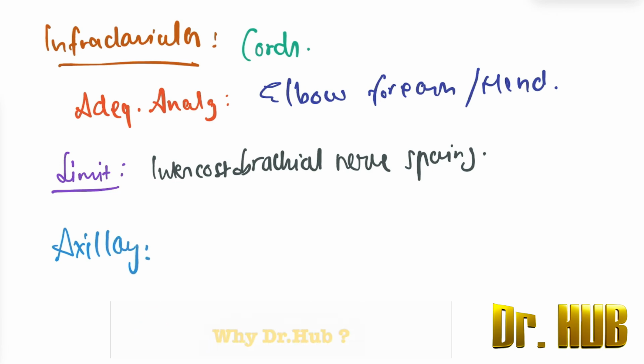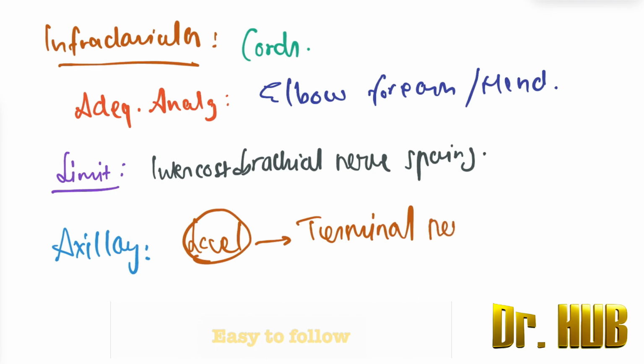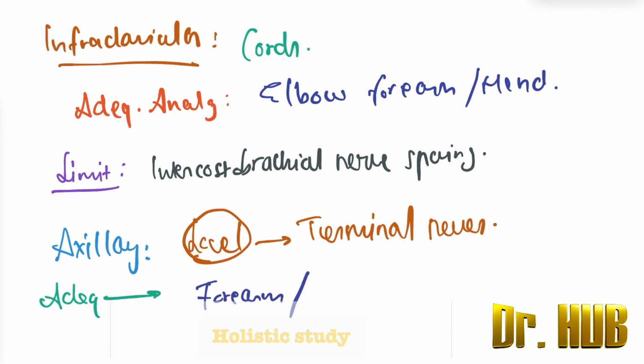In terms of axillary, the level of block is in the terminal nerves. And the adequate analgesia, where is it seen? The adequate analgesia is seen in the forearm as well as in the hand.